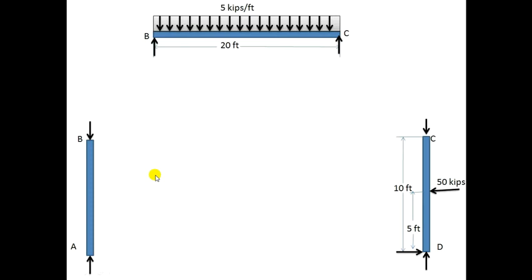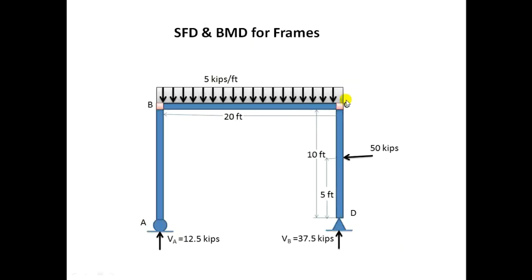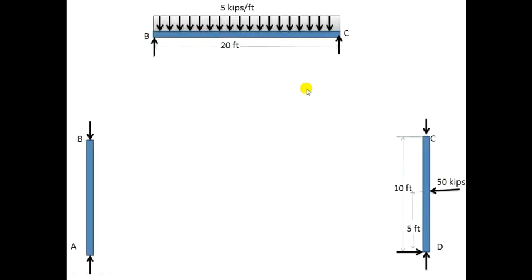these 3 segments of the frame as simple beams and draw their shear force and bending moment diagrams as simply supported beams. No moment will be transferred from B to B and no moment will be transferred from C to C if there are pins at B and C. And then, after drawing the simple SFD and BMD diagrams, we will join them.